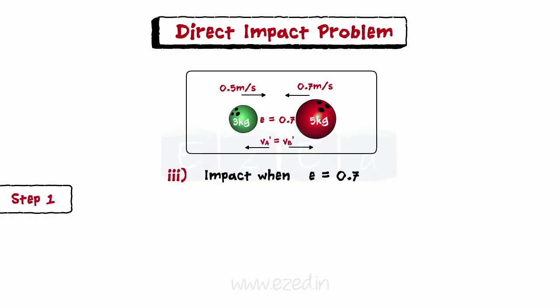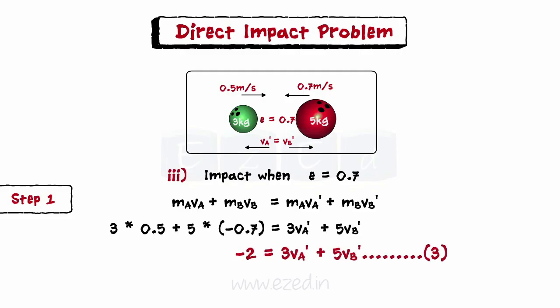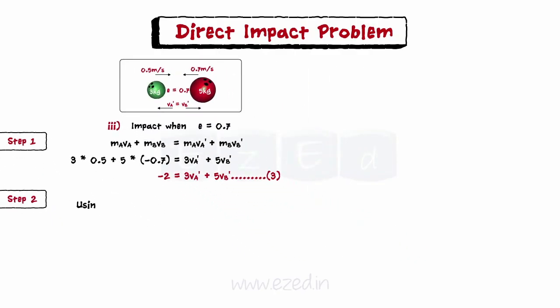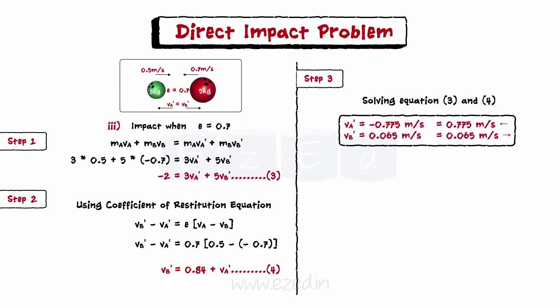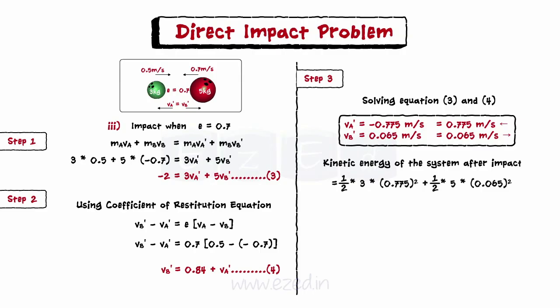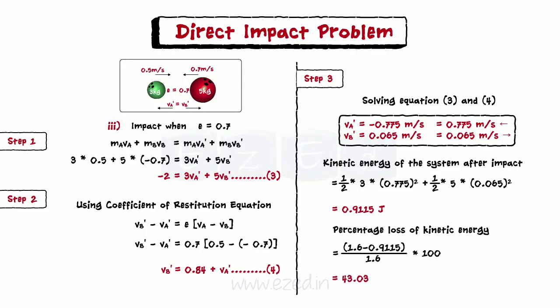Third case is E equals 0.7. Step 1. Since the momentum of the system is conserved, using conservation of momentum equation, that is, initial momentum equals final momentum, on substituting the respective values, we get equation 3. Step 2. Using coefficient of restitution equation, on substituting the values, we get equation 4. Step 3. Solving equation 3 and 4, we get the velocities after impact. Here, the kinetic energy of the system after impact is 0.9115 joules. Therefore, the percentage loss in kinetic energy is 43.03%.